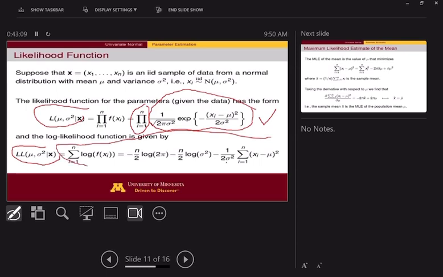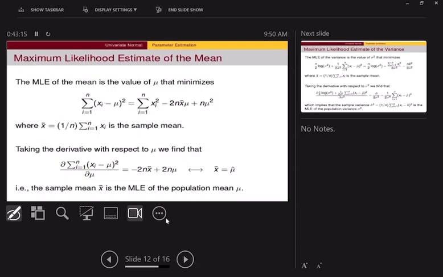Take a look at that. We introduce a log to both sides. Now, after introducing a log to both sides, we differentiate with respect to mu, one of the parameters, we set it to 0, and we solve for the mean. And at the end of the day, this is what we got. So what does that mean?